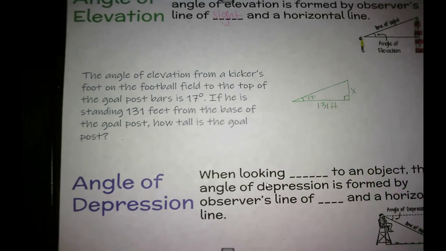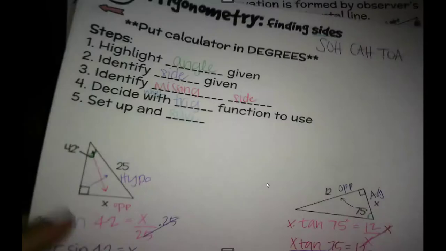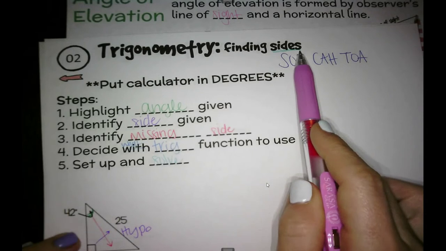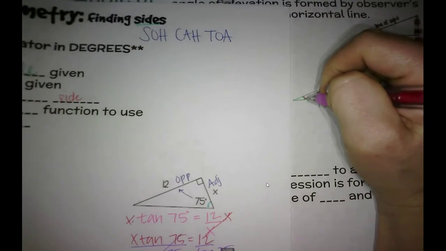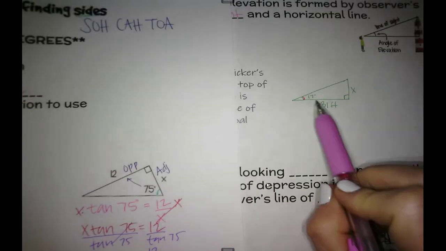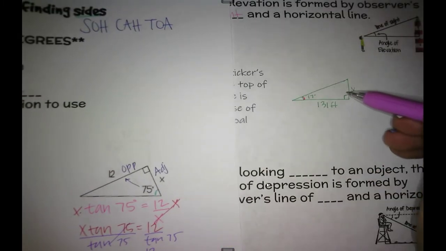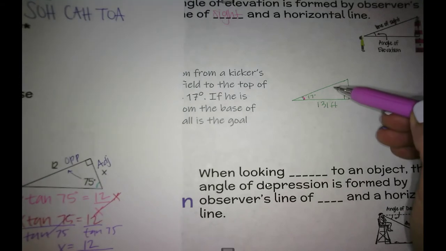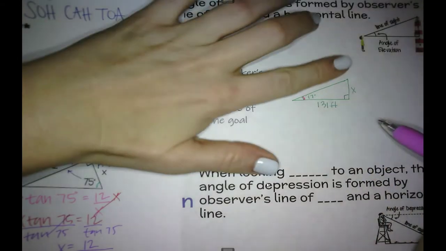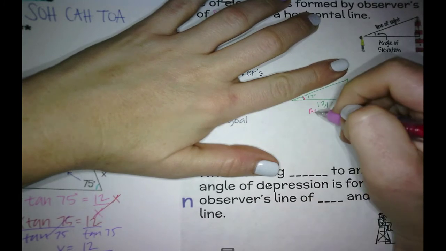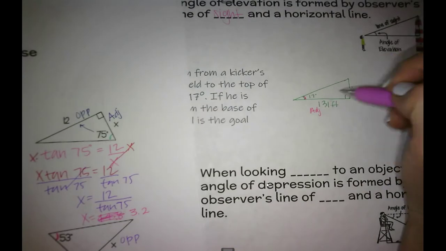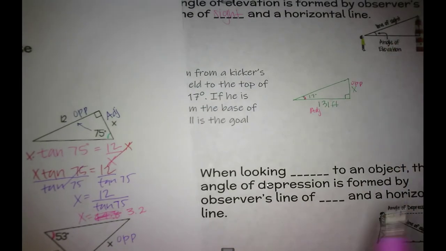So if you flip back to your notes, that is the ones that say finding side. So we're going to highlight the angle given, 17. This one right here, right? Identify the side that's given. The side that's opposite the 90-degree angle is our hypotenuse. We don't know anything about that. So we know this side is next to the angle, so that's adjacent. Identify our missing side. That is across from the angle, so it is opposite.